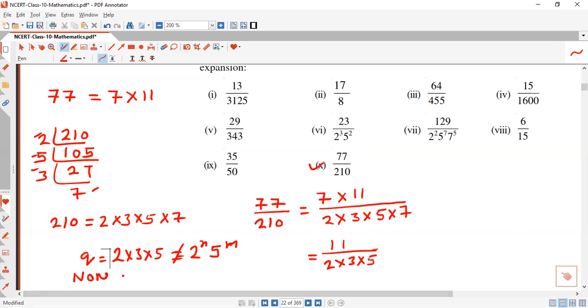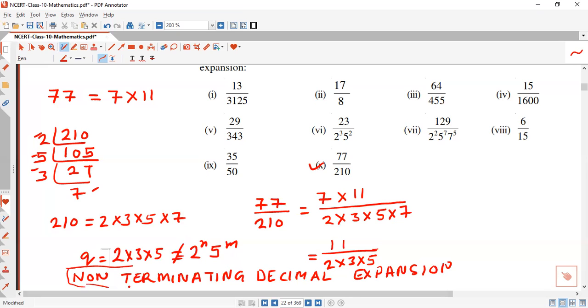The number has a non-terminating decimal expansion. So this is the answer. It is a non-terminating decimal expansion.